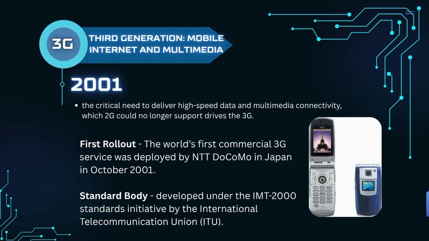The third generation was a pivotal evolution driven by the need for high-speed data and multimedia connectivity. The global rollout officially began in Japan with NTT Docomo in October 2001. Born out of ITU's IMT-2000 standards, the core goal of 3G was to finally establish a single unified set of global standards for mobile communication, moving past 2G's regional differences.